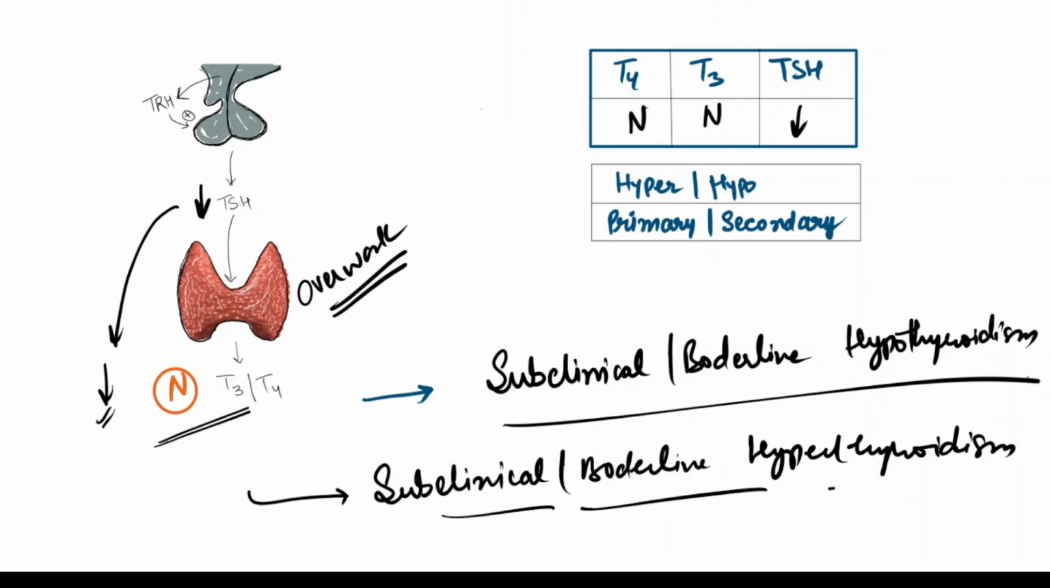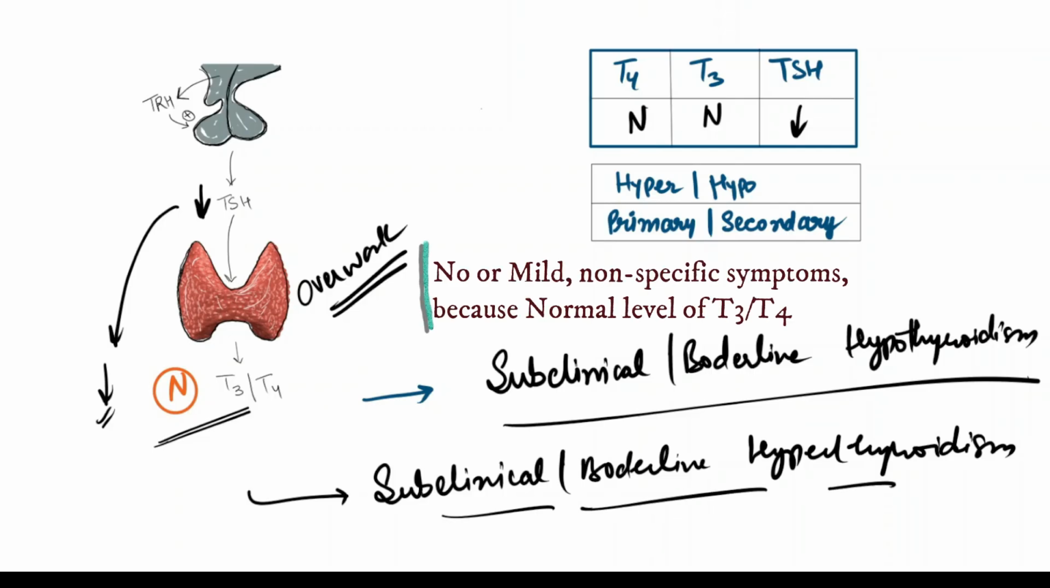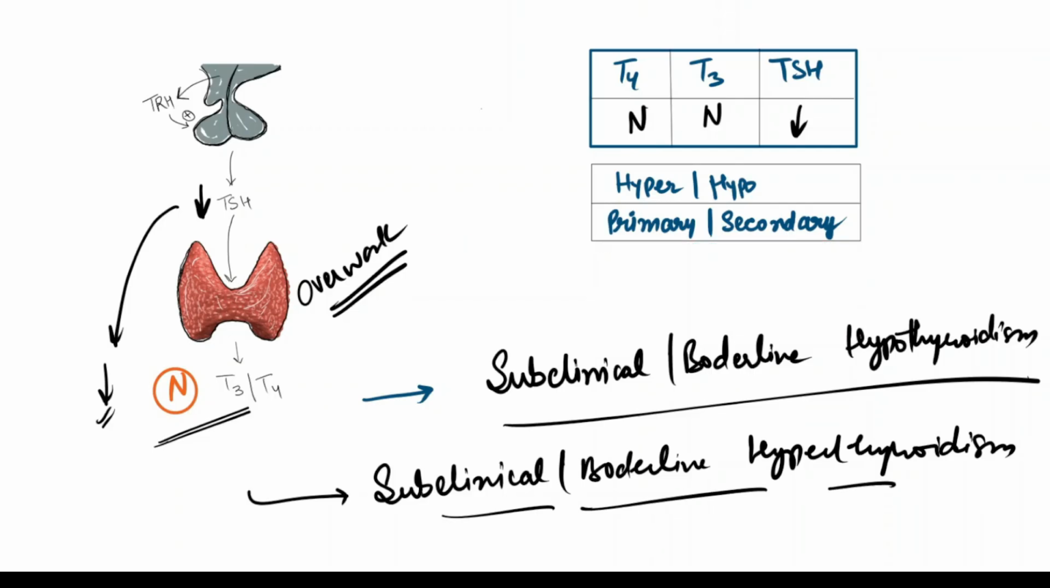Why is this called subclinical? Because there is no symptom as such present in this case. And why is this called hypothyroidism or hyperthyroidism? Because in the future this person may develop full-blown hypothyroidism or hyperthyroidism. So this is why we call it subclinical or borderline hypothyroidism. Again, in subclinical hypothyroidism, the gland begins to underwork, and in subclinical hyperthyroidism, the gland begins to overwork. As it's a starting point, normal levels are maintained.